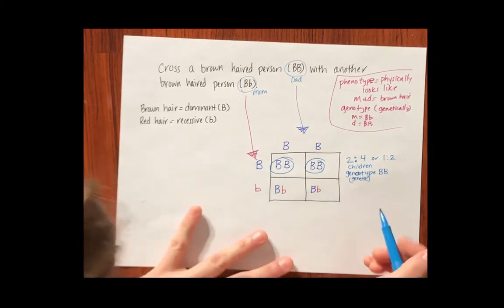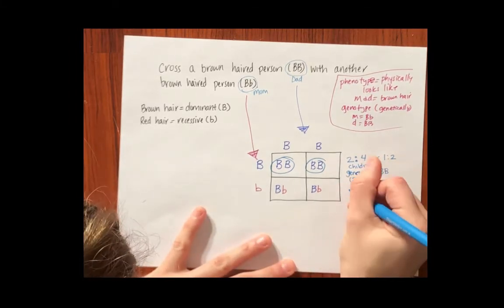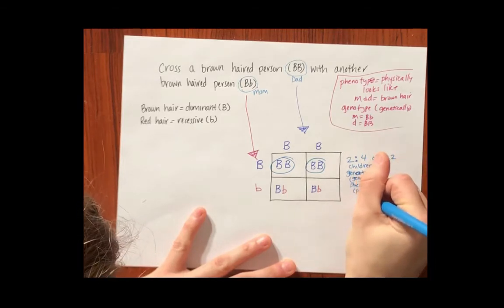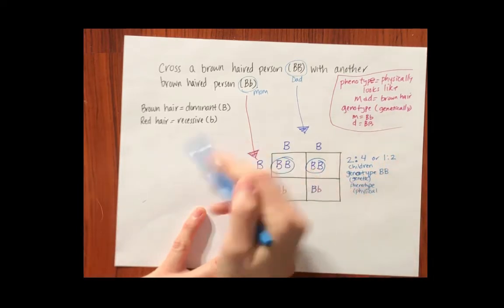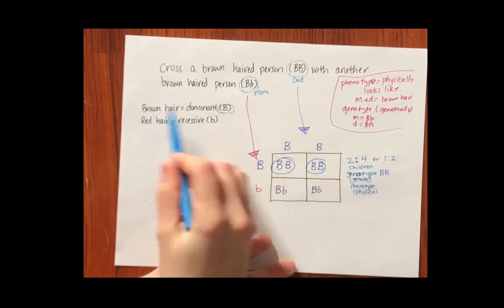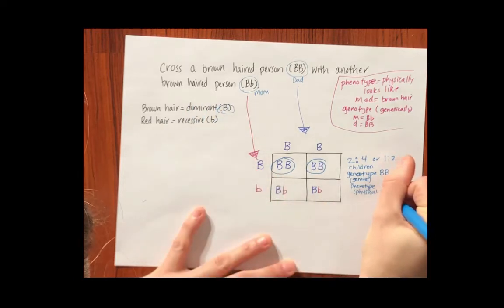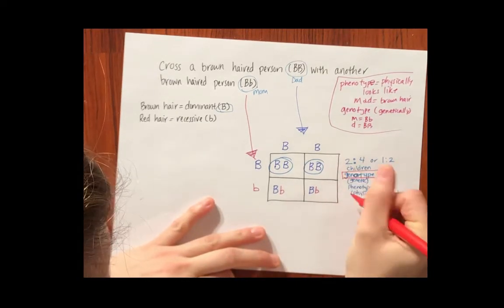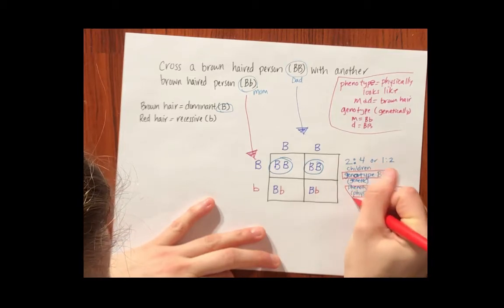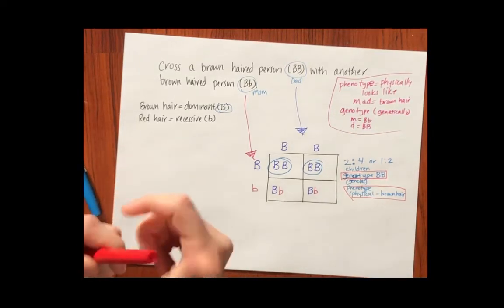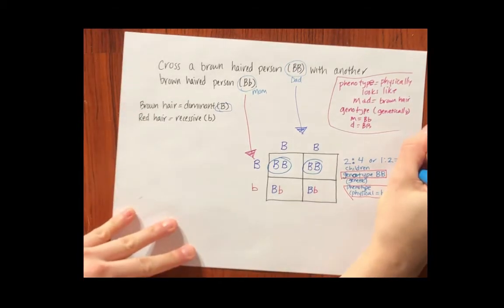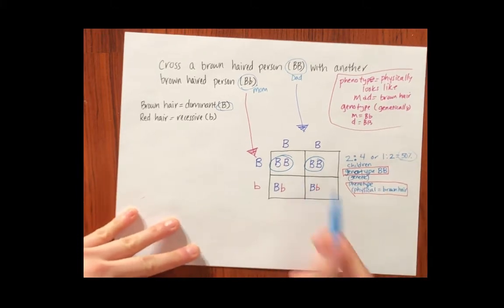So that's them genetically. Well, what are they going to look like physically? Well, the phenotype, or physical, looking back at what these represent, the brown hair is dominant, the big B, so they are going to have brown hair. So their genotype is going to be big B, big B, and their phenotype is going to be brown hair. So 2 out of 4 or 1 out of 2, if we're talking about percents, that would be about 50% of their kids are going to have that.